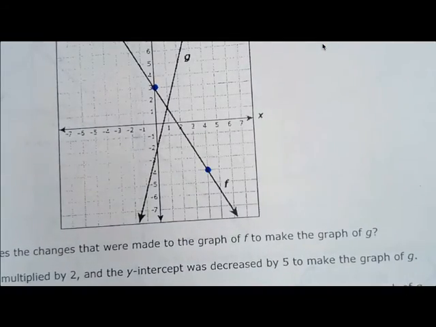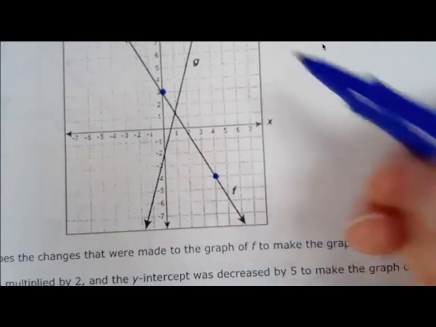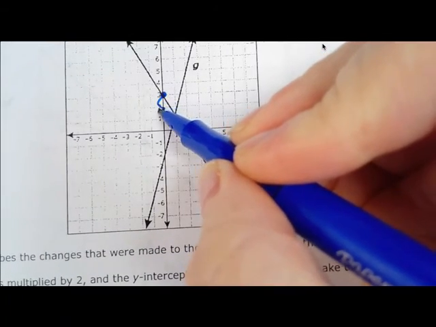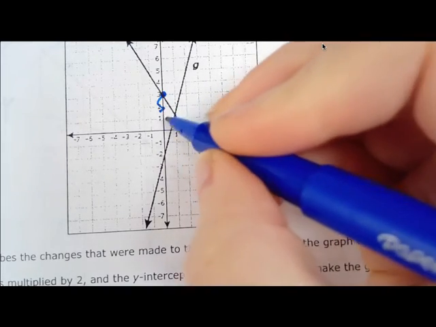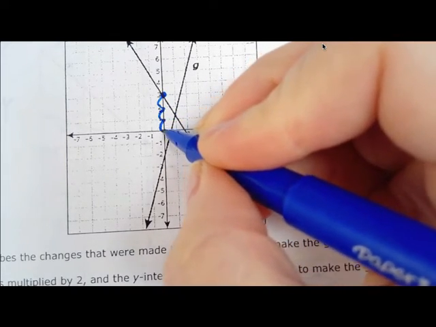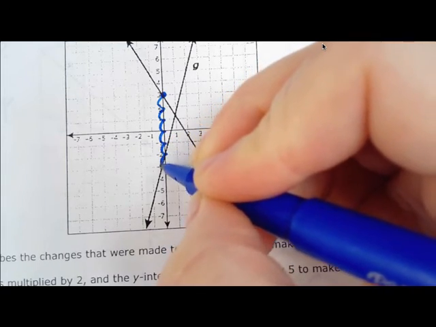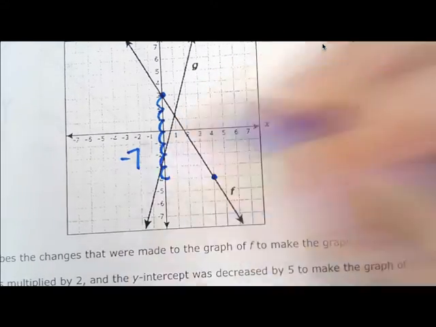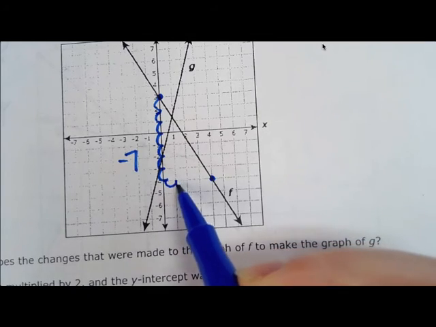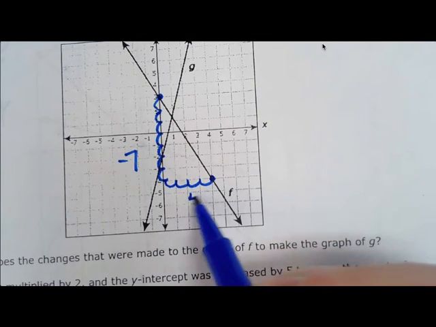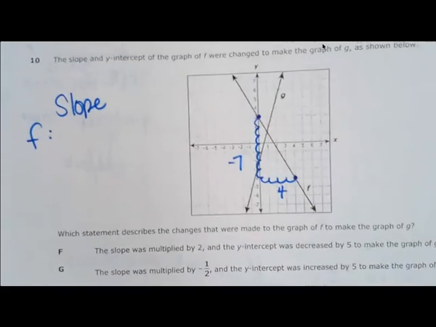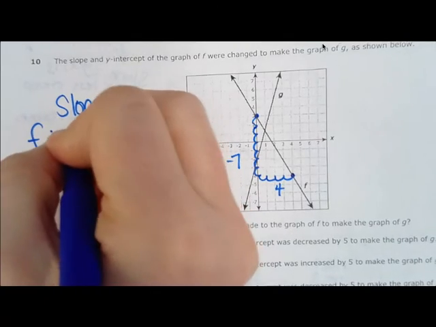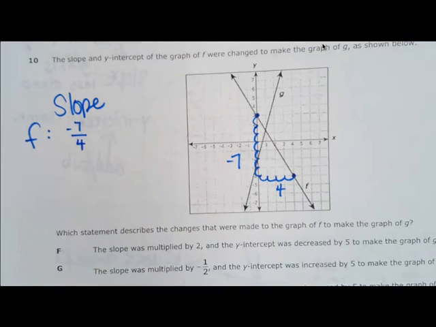Okay, so let's go ahead and find that slope. How do we find it? Yeah, count. So go ahead and do your counting and show your counts. So 1, 2, 3, 4, 5, 6, 7. So -7 over 1, 2, 3, 4. So the slope is -7 over 4.